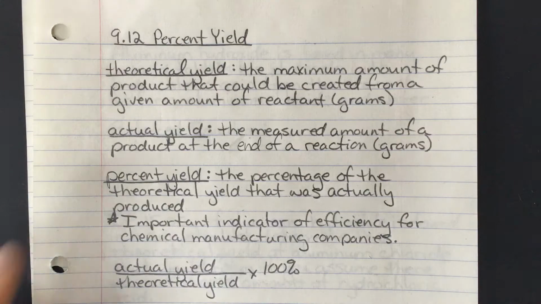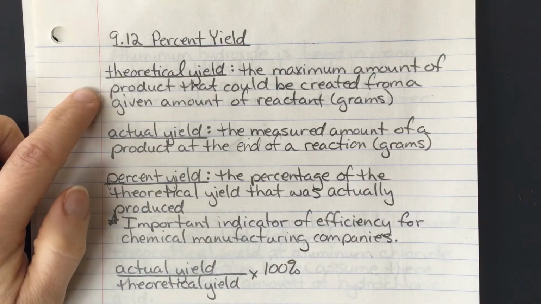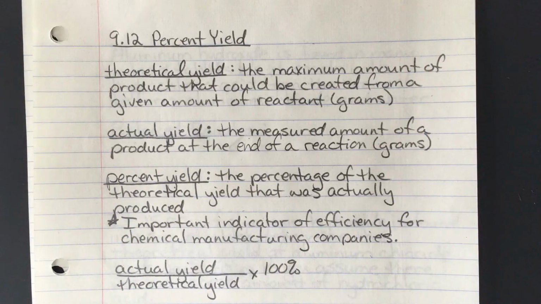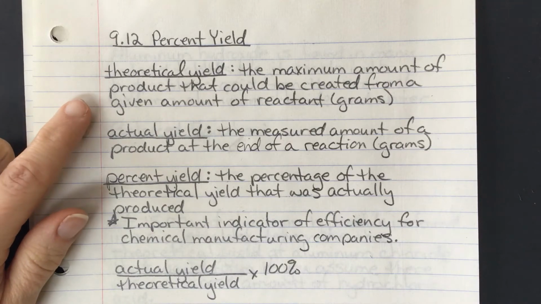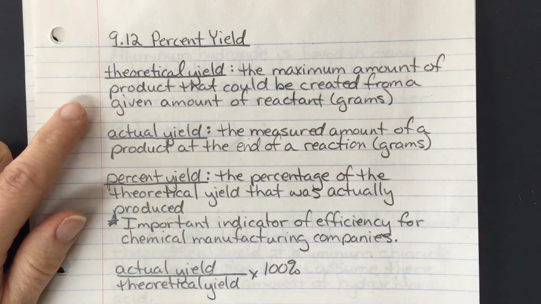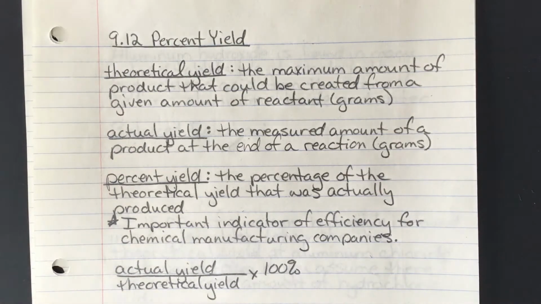And this is important because we have been calculating theoretical yields. When we do these stoichiometry problems, we are calculating what you should get in theory. So this is the maximum amount of product that could be created from a given amount of reactant in grams. In all actuality, though, you are not going to end up with that much product.